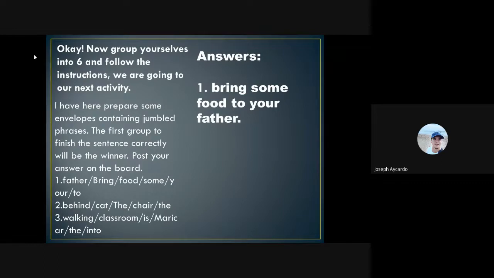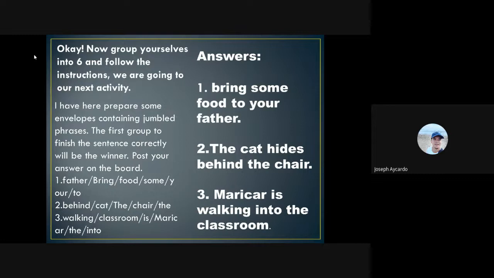So, number two, the cat hides behind the chair. Again, all of the groups have the correct answer. And last, number three, Maricar is walking into the classroom. Very good, groups. You managed to answer all the jumbled questions correctly. Okay, now let's proceed to our lesson.